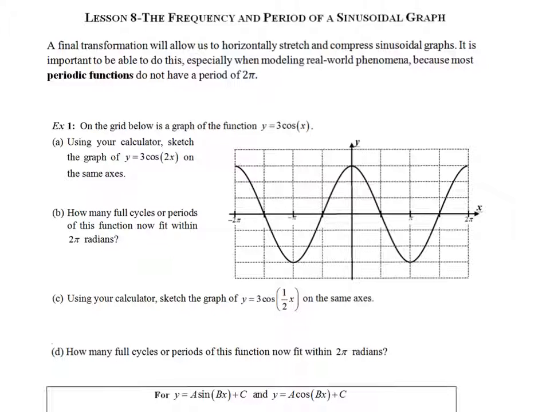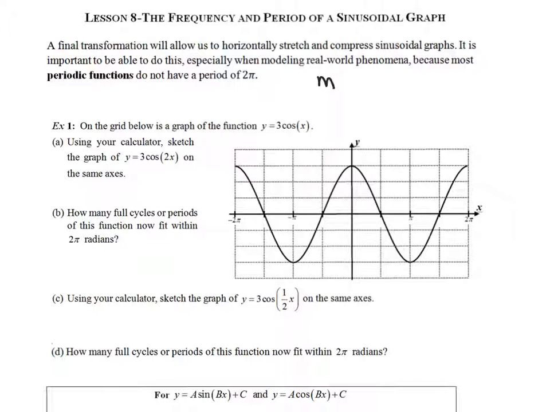So on this graph, we are looking at the graph of y equals 3 cosine of x. I want you to stop the video for a minute and plot this on your graphing calculator. Now we are actually going to do the graph of y equals 3 cosine of 2x. So there's a couple settings that you have to make sure of.